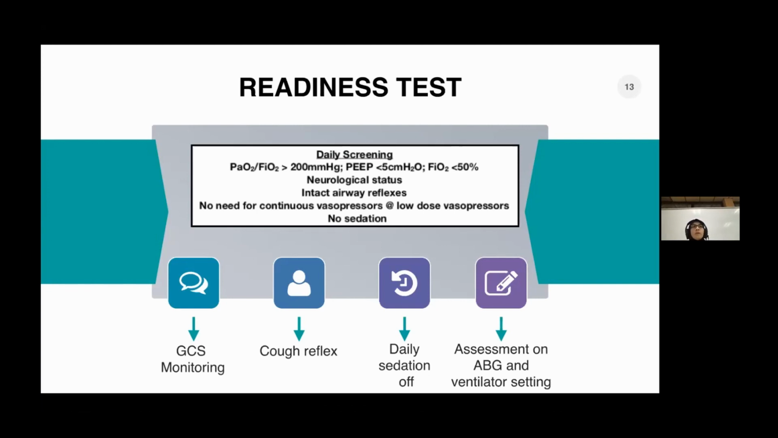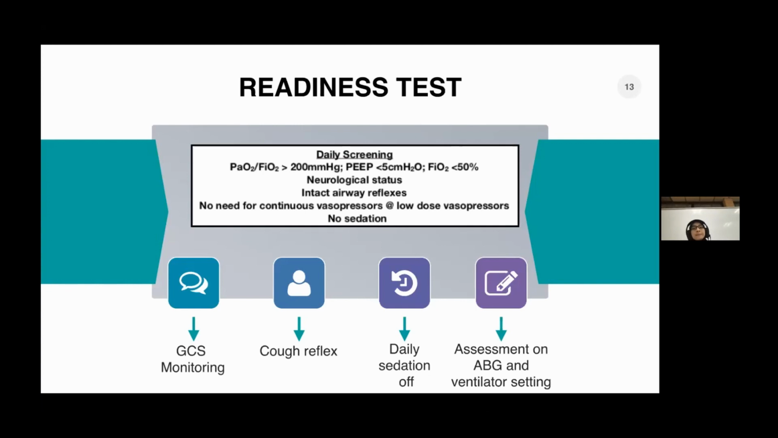Right? So what paramedics need to do during this readiness test is to look and reassess the patient's GCS over the period of the readiness test. You need to assess the cough reflex. You know how to do the cough reflex. You can slowly pull, not pulling out the whole endotracheal tube, you slowly pull the endotracheal tube, and juggle it to see whether the patient produces any cough. This is what we call the cough reflex.